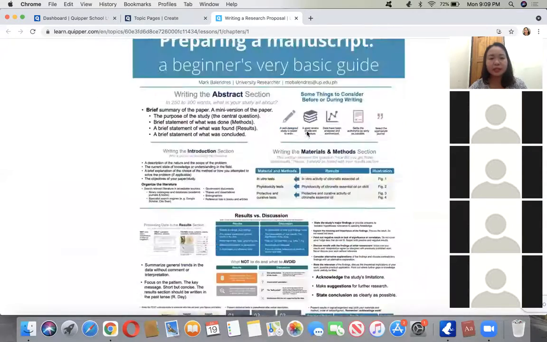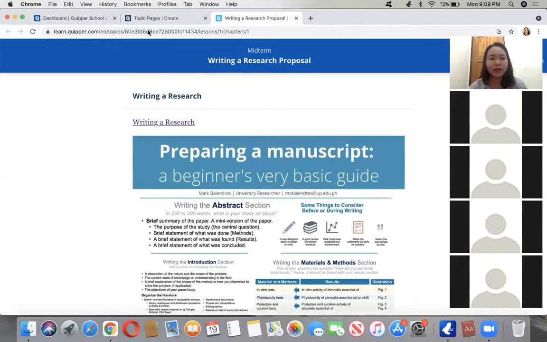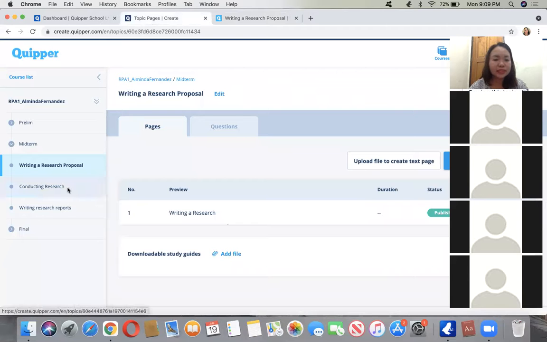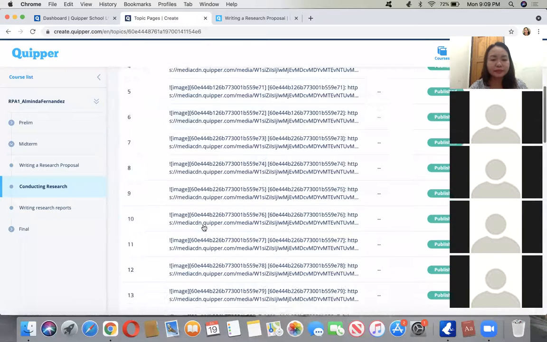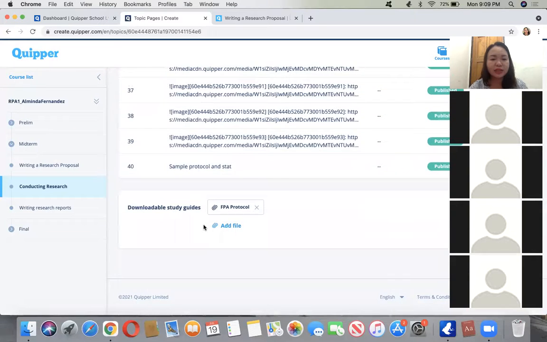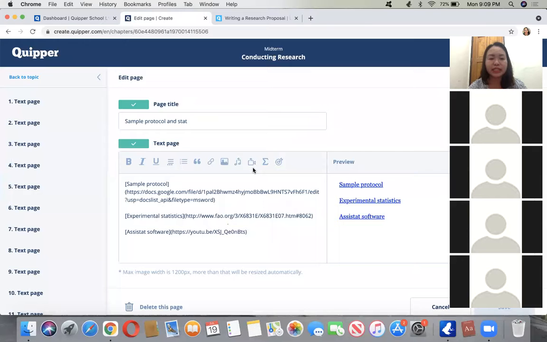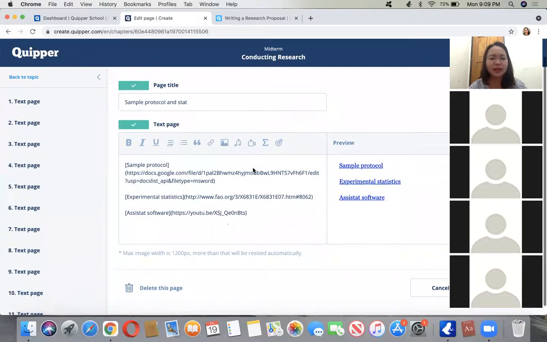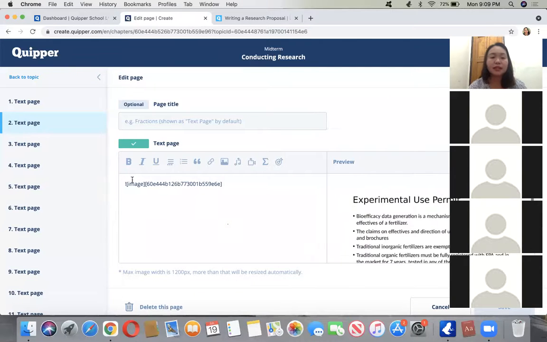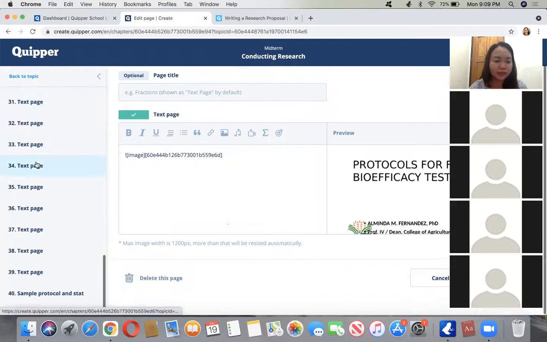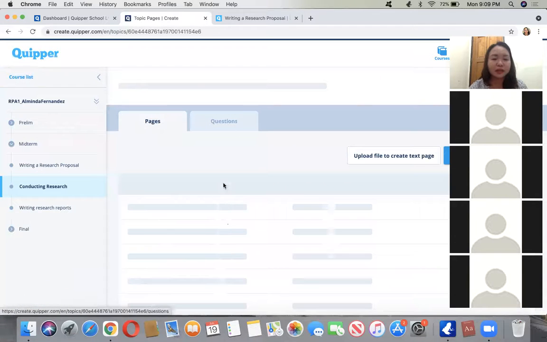And for the next topic, we're going to talk about conducting research. And by the way, these are so many pages, but we will just focus on the important things, because it's all the same when you do in-text citations in this one. This is about EUP, so we will discuss this.